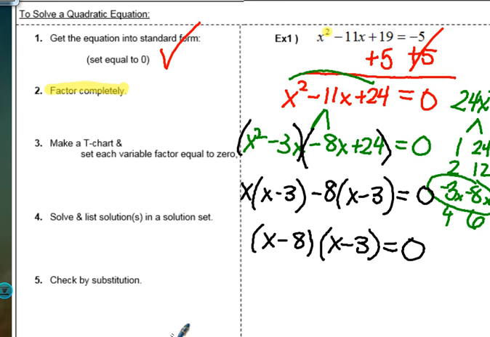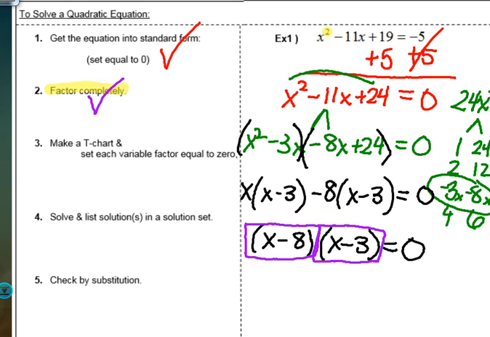Since I can no longer factor, x minus 8 is not factorable anymore, and neither is x minus 3. I am done with step 2. Step 3 says to make a t-chart and set each variable factor equal to 0, which means we're really saying that something or some number times a number is 0.